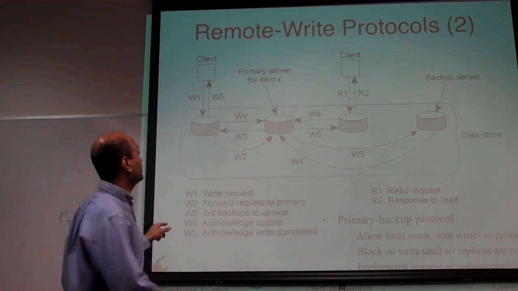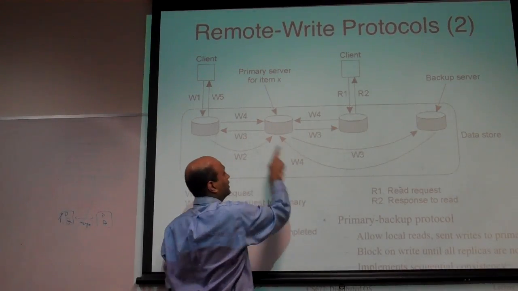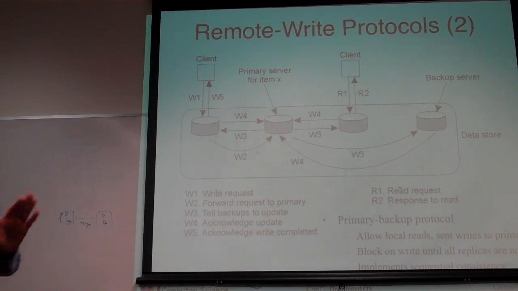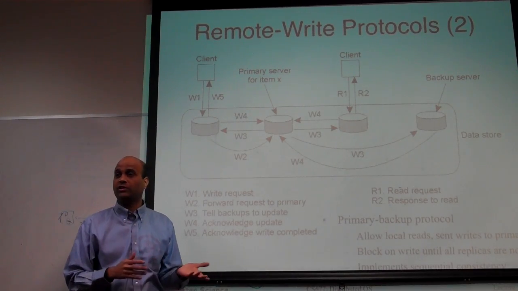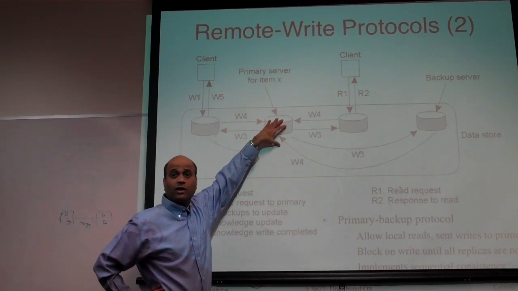So you will see that there are messages going back and forth to all, so this W3 message is going to every copy, saying here is the new version of the file. That's called sending an update. So you propagate the update, and every replica now has the more recent version of the file. So that's what the master's job is.